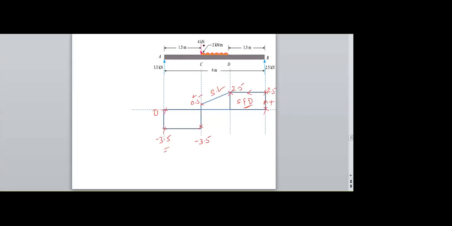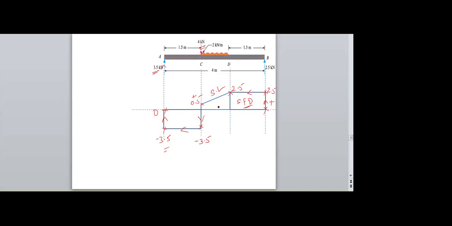Therefore, here a 4 kilonewton external load is applied, so I will get a vertical line in the downward direction. Next, a horizontal line. Again, I have 3.5 moving upwards. Therefore, a vertical line needs to exist. Therefore, I am getting the shear force diagram like this.